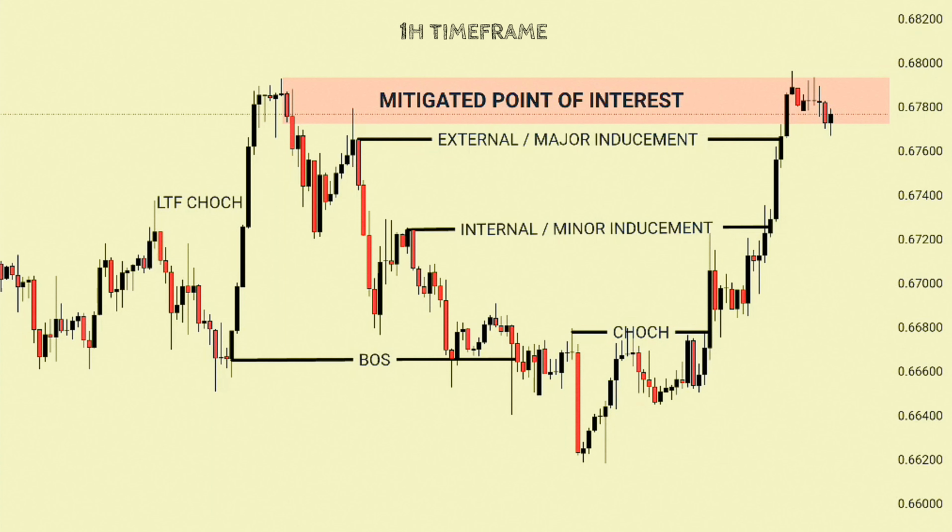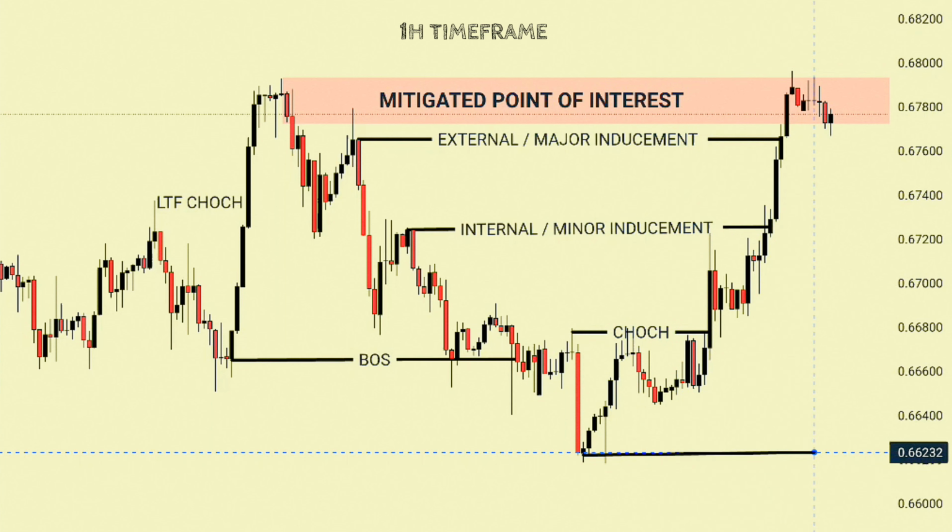We use major inducement to anticipate where liquidity is being targeted. By recognizing it, we avoid chasing retail traps and can prepare to enter at high probability zones where the market is about to reverse or continue in alignment with institutional order flow.